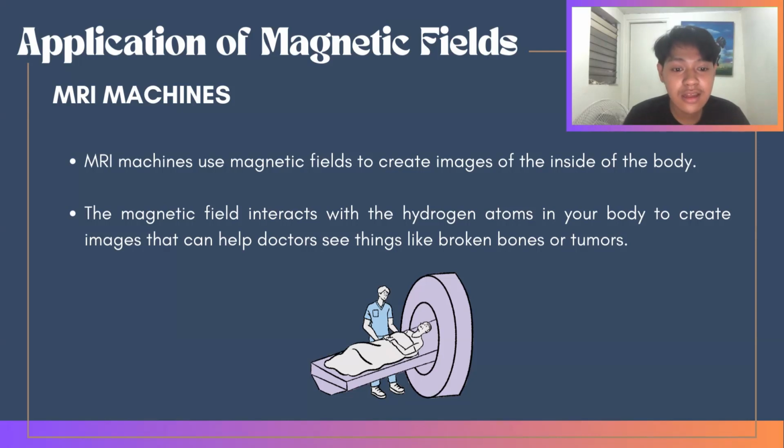MRI machines use magnetic fields to create images inside of the body. When you're in an MRI machine, you're surrounded by a strong magnetic field. The magnetic field interacts with the hydrogen atoms in your body to create images that can help doctors to see things like broken bones or tumors. Which of the following is not an example of technology or device that uses magnetic fields?